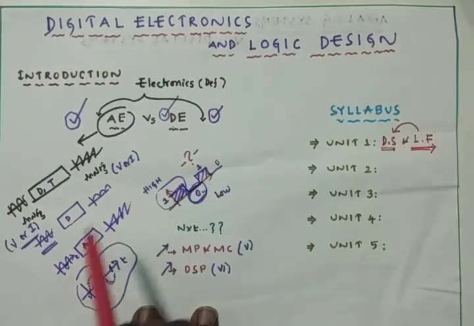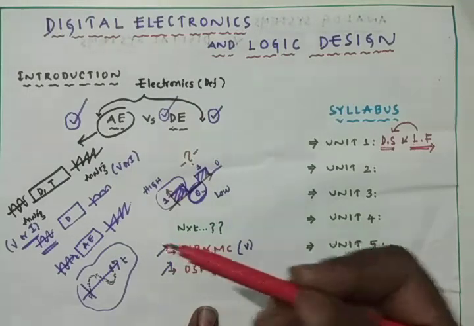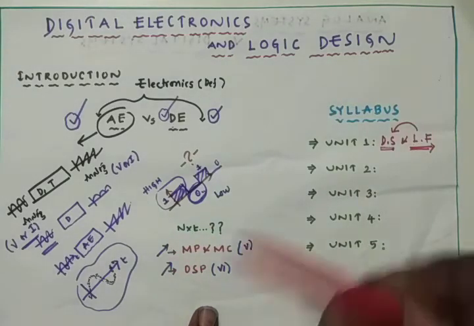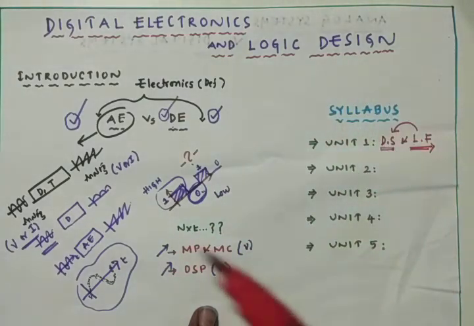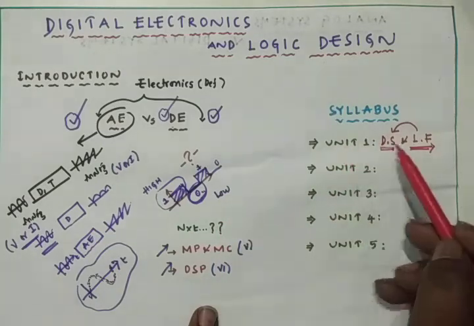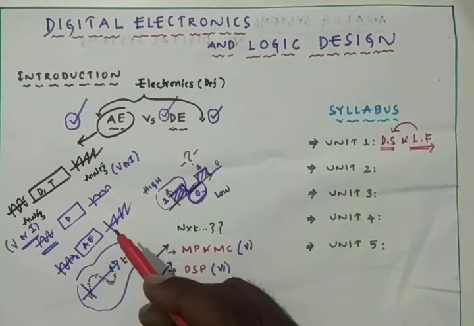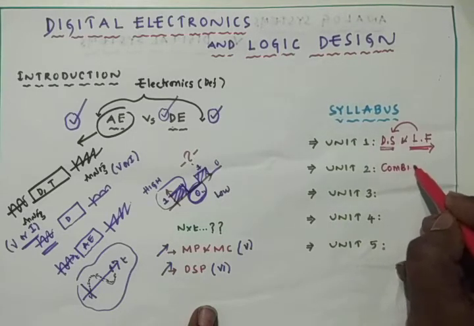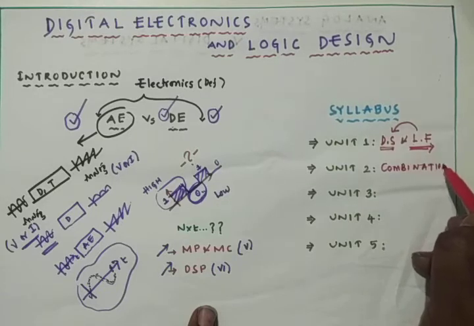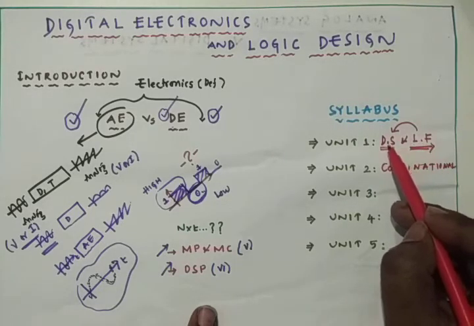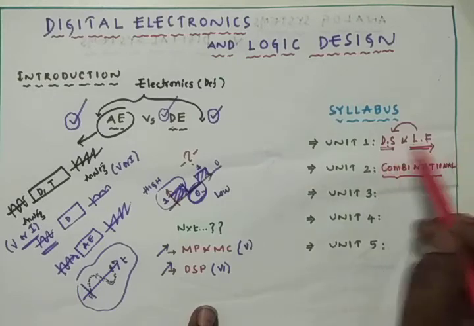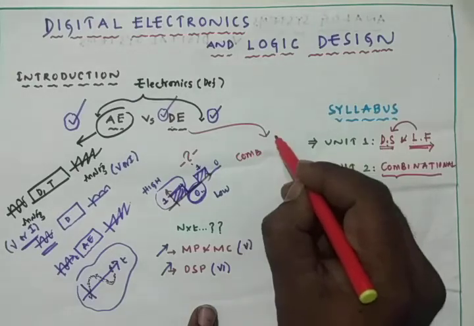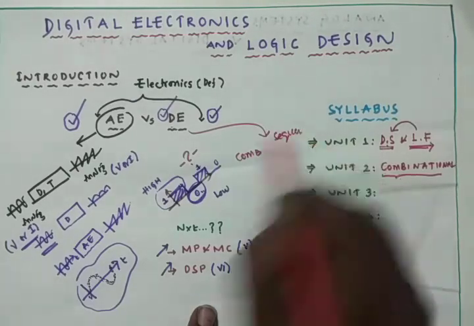We know that a digital system is one which can be designed to handle digital signals only. A system which deals with only digital signals is called a digital system or digital circuit. In the second unit we are going to study combinational circuits. Digital electronics is classified into two more types: one is the combinational circuit, and another is the sequential circuit.